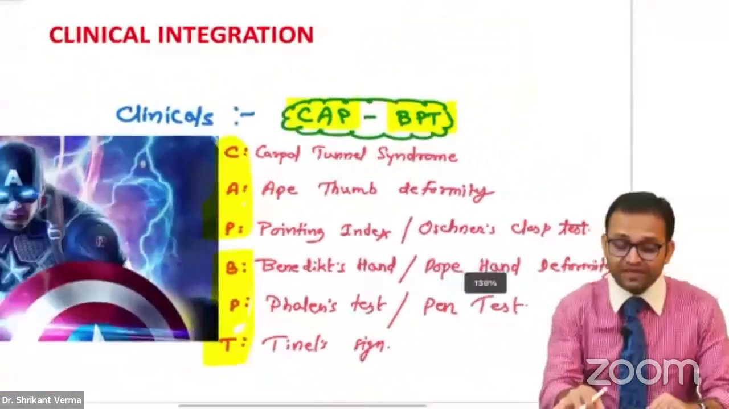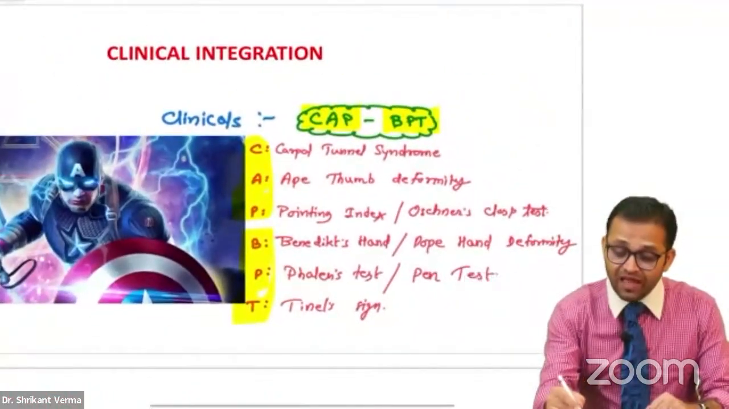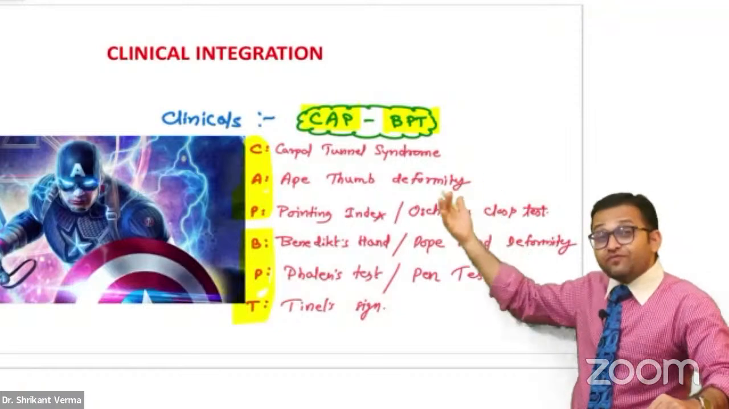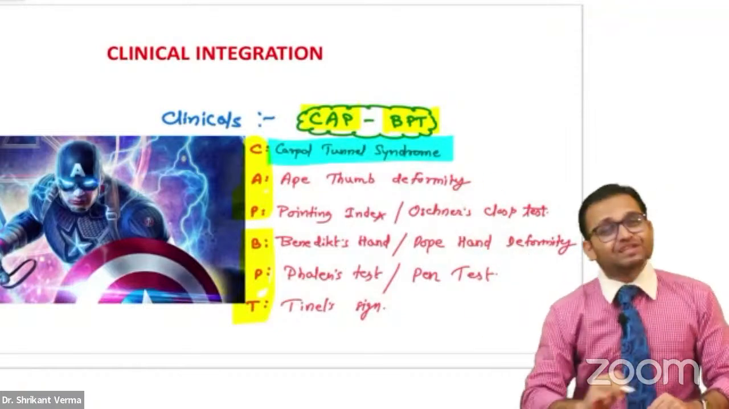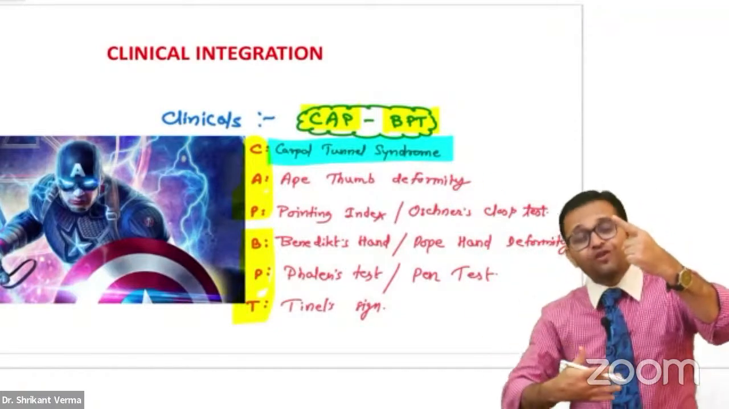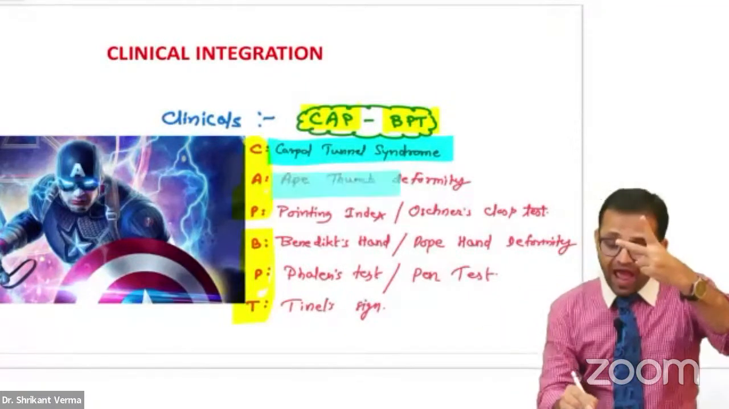So remember, if the median nerve is injured, it will manifest with C for carpal tunnel syndrome. Remember, recall, revise with me. A for ape thumb deformity.